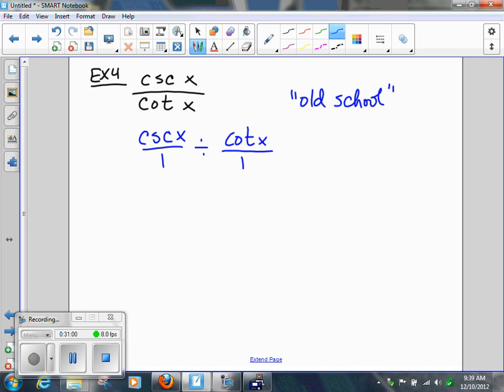Can I rewrite cosecant? Because what is my objective? My objective is to cancel out as many things as I can and whittle the problem down to the most simplest form possible, okay? How could I rewrite cosecant? How could I rewrite it, y'all? 1 over sine. Good job.